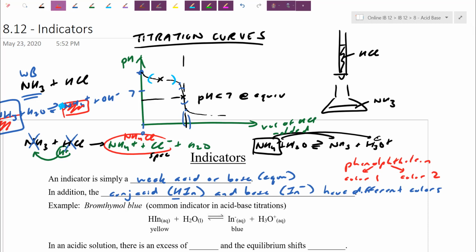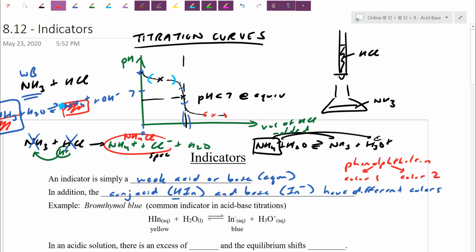I mentioned to you this sort of silly analogy. What if I have an indicator that changes color at pH 3? Now, for sure, the indicator changes color. For sure, that's reversible. I get to watch for the color change to occur, but that color change is happening way too late. It doesn't tell me anything about the equivalence point. That would not be a good choice of indicator.